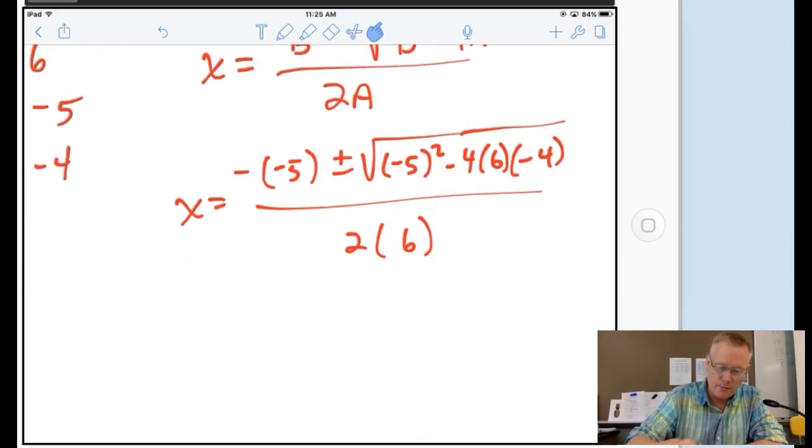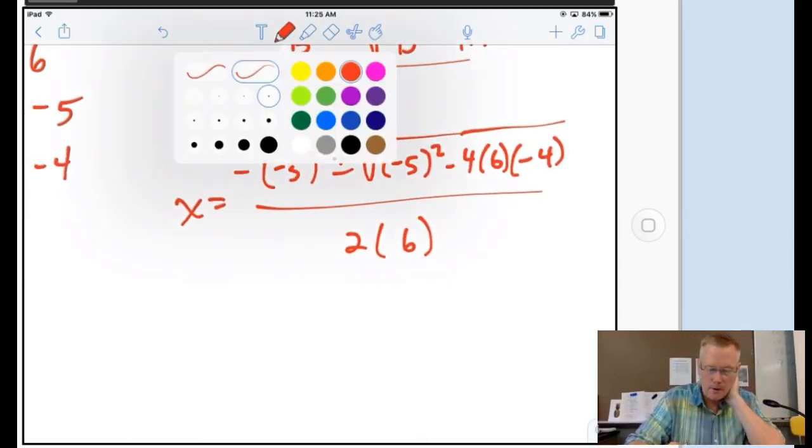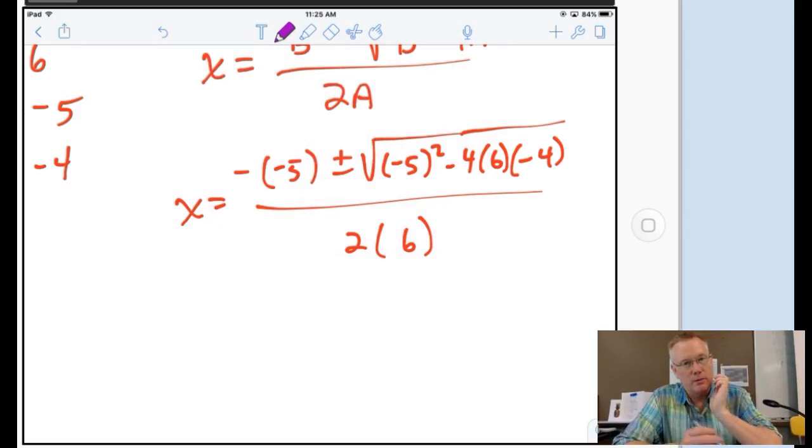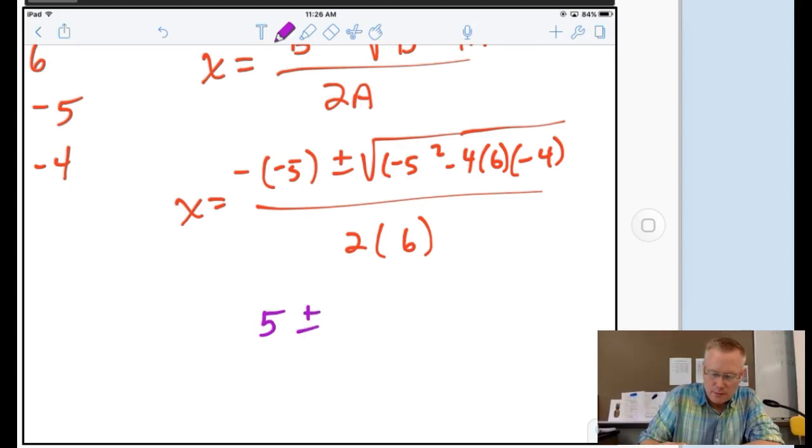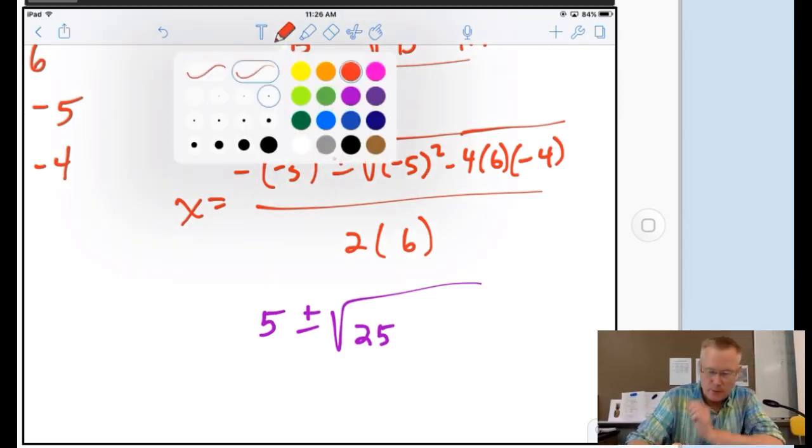All right, now I'm going to start simplifying this. One thing to note: anytime you're substituting numbers in for variables, you use parentheses, which is especially important right here because that is always going to turn out to be a positive number. So back to this. Negative negative 5 is positive 5, a double negative. I already said this is going to be positive 25 here.